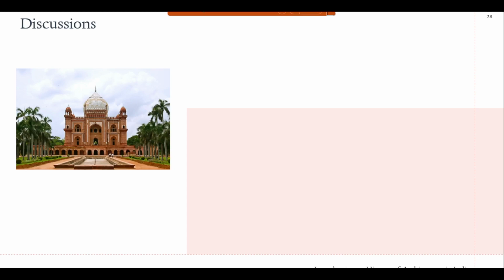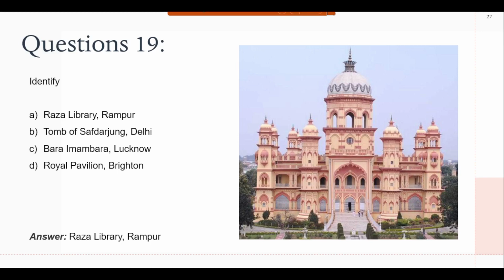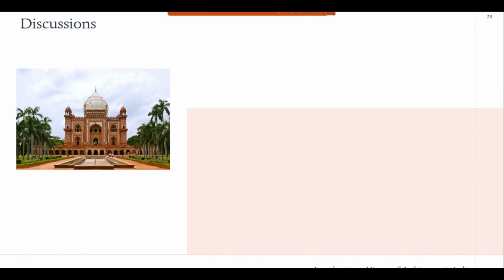What about this? Which structure is this? Is it a mosque or guest house in the Taj Mahal complex? I don't know. Actually, this building is from the options we have here. The Raza Library we have seen, then Tomb of Safdarjung. Oh, it's Tomb of Safdarjung, Delhi. So this is the Tomb of Safdarjung of Delhi.